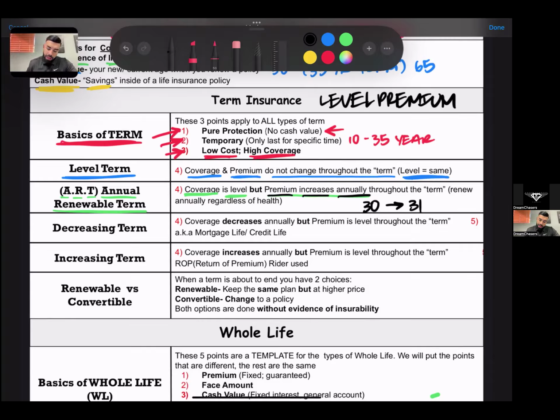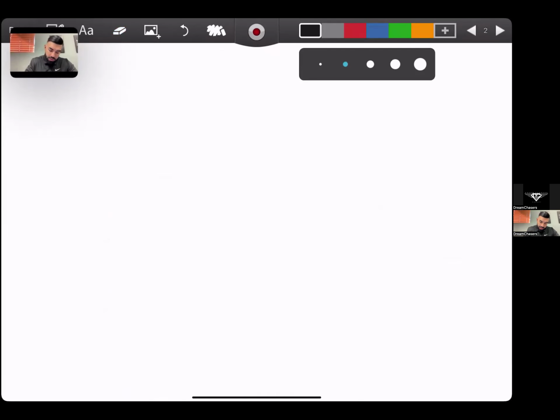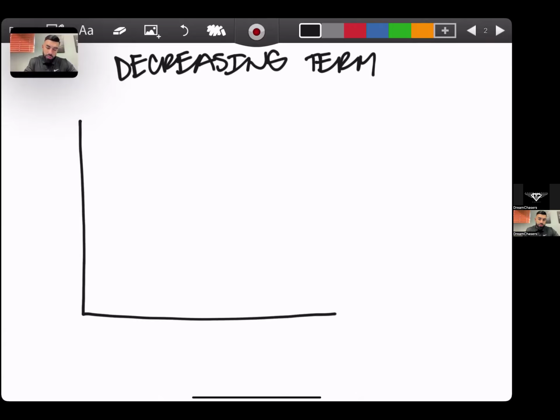Okay. Now, the next type of policy is what is known as a decreasing term. So, decreasing term is where the coverage decreases annually, but the premium is going to stay level throughout the term. Example of this would be mortgage life or credit life. So here, let me draw you an example of this. What this is, a decreasing term policy, is typically purchased when there is debt or a mortgage, for example.